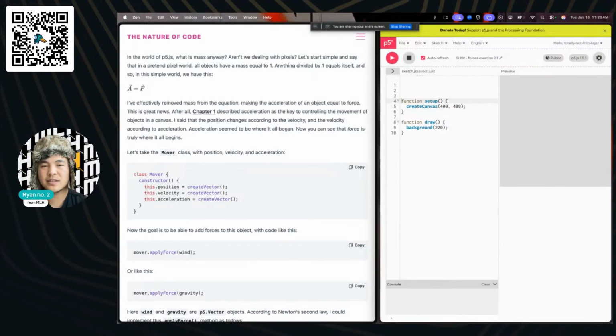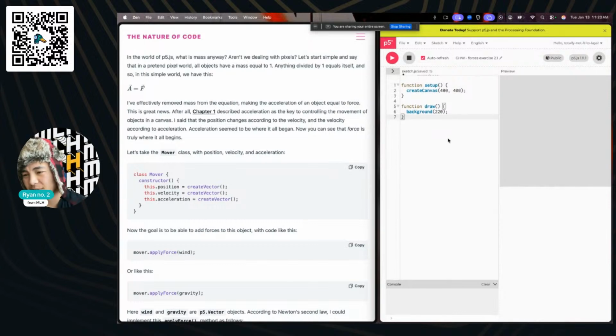There is technically another function that we could toss in here, which is preload, if we need to preload any assets. That's not something I think we're going to be dealing with today. So let's keep on going.